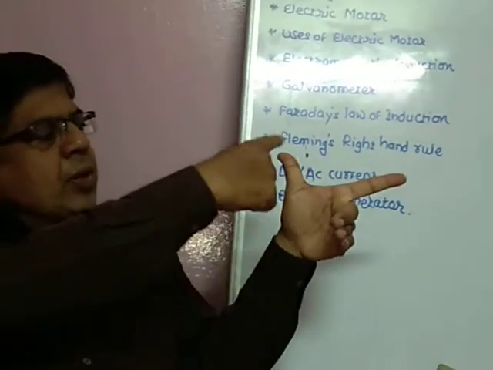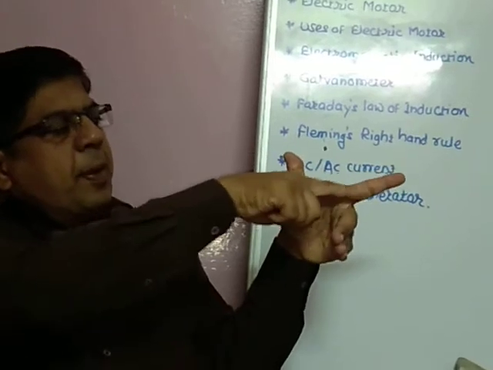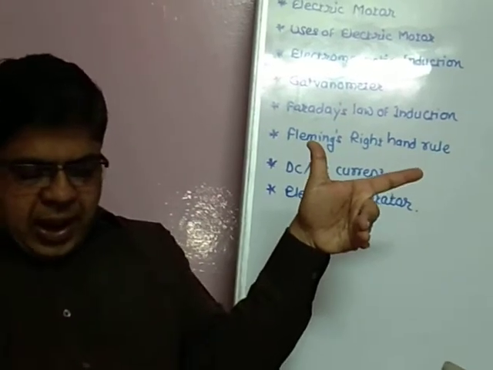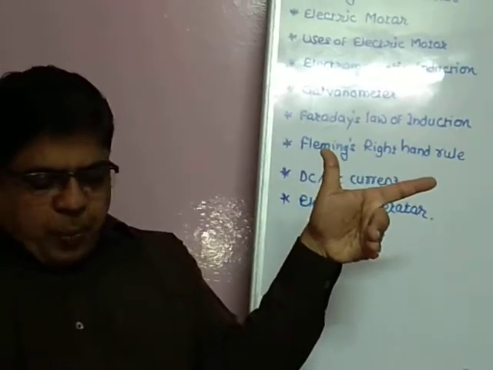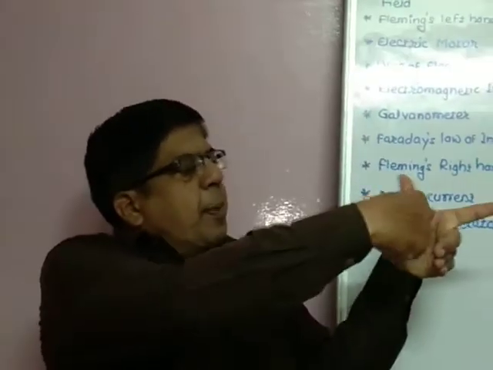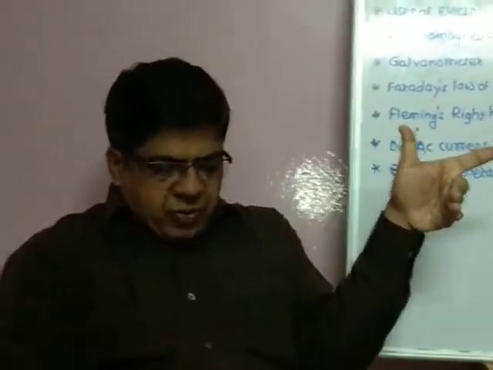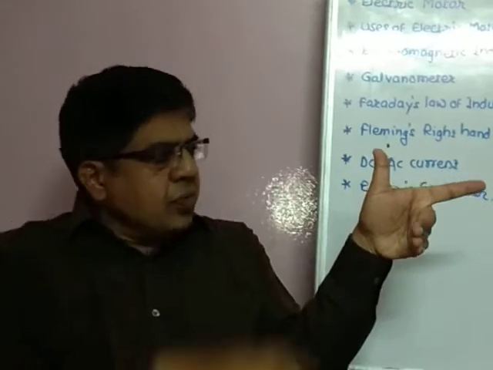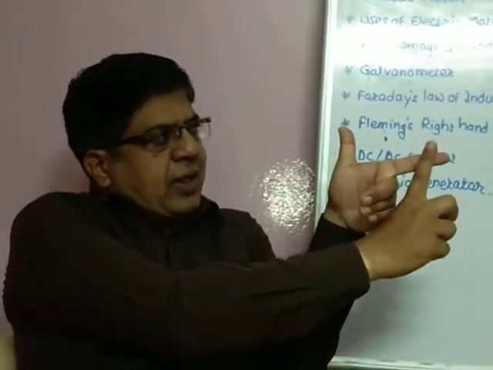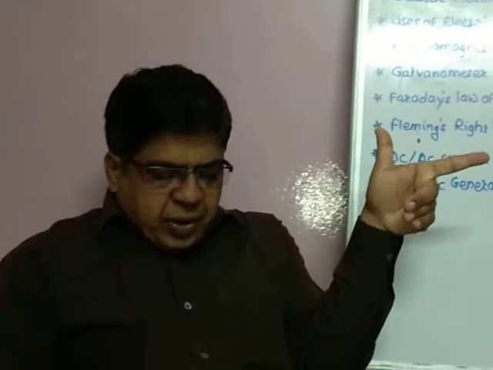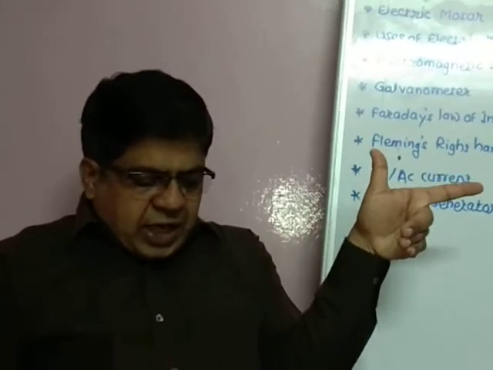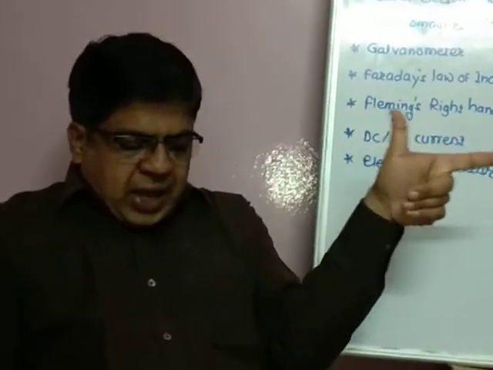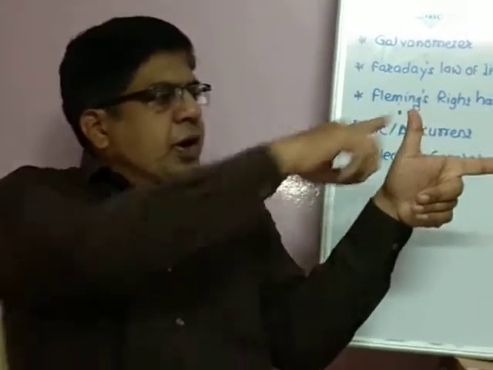Left hand thumb, index finger and middle finger are stretched so as to be perpendicular to each other. That means this is perpendicular to this, and this is perpendicular to this. If the index finger is the direction of the magnetic field and the middle finger points the direction of the current, then the direction of the thumb is the direction of the force on the conductor.